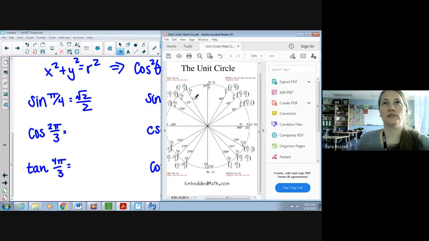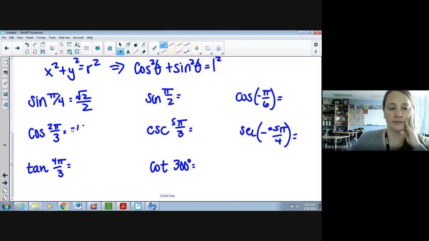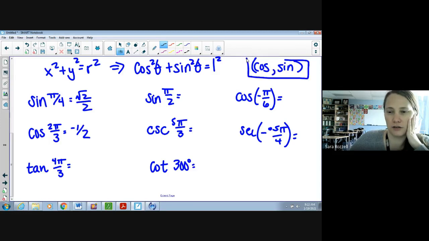Cosine. Cosine is the x. So what is the x at 2 pi over 3? Negative 1/2. So we'll write down negative 1/2. I'm going to put that right here just so we can see it. That this is cosine is the x, sine is the y, just as a reminder. Okay.